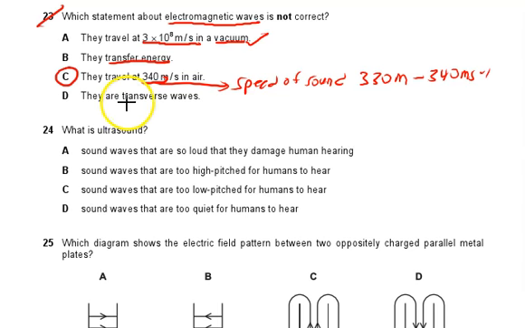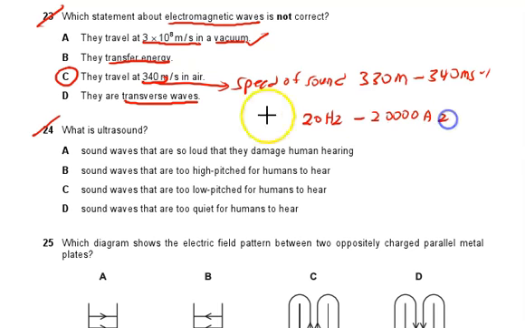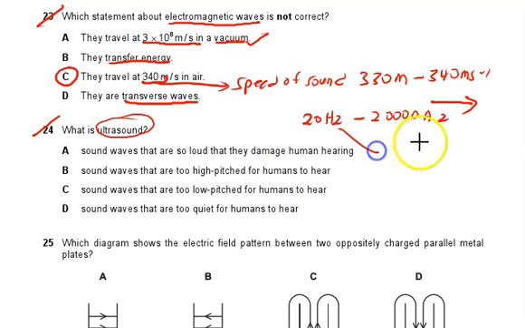And D is correct, they are all transverse waves. Okay, what is ultrasound? Human hearing frequency is 20 Hz to 20,000 Hz. So if it's ultrasound, it's beyond the human hearing range. So this is under frequency. Should it be higher pitch or lower pitch? Ultrasound should be a higher pitch.